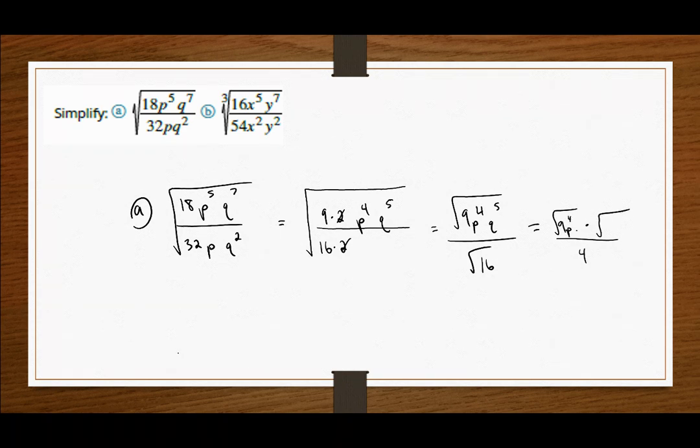9p to the fourth and q to the fourth times the square root of q would be how I suggest splitting this up. Again, we're just identifying what is the largest perfect square factor in the bunch. So now we can finish the problem off. We've got square root of 9 is 3. Square root of p to the fourth, q to the fourth is p to the second, q to the second. Our square root of q stays underneath the radical, and then all of that gets divided by 4.